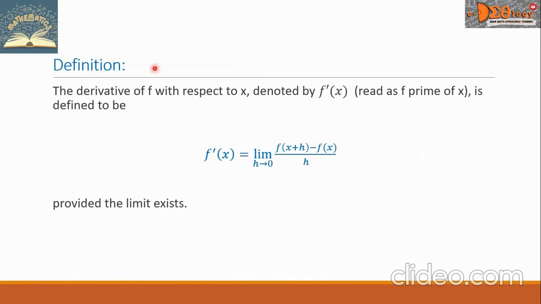Let us first state the definition of derivative. The derivative of f with respect to x, denoted by f prime of x, is defined to be f prime of x equals the limit of f of x plus h minus f of x all over h as h approaches 0, provided the limit exists.